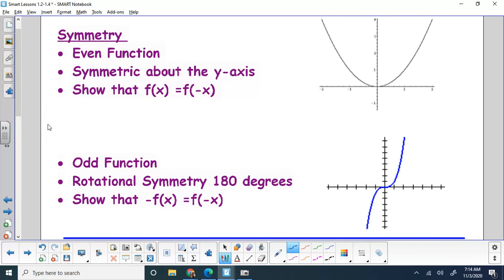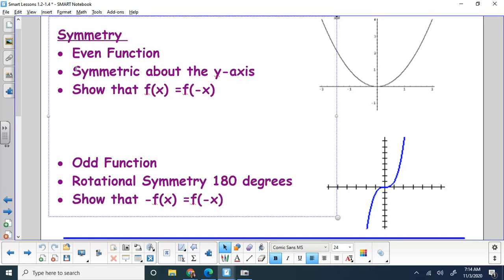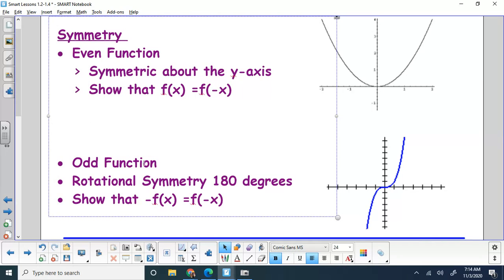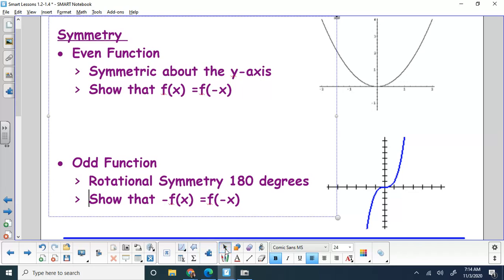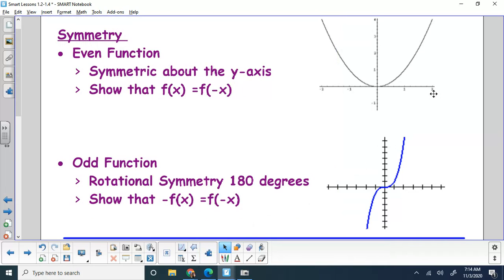We have what's called even symmetry. And even symmetry, or an example of an even function, would be y equals x squared. And I have that one graphed here right on the right side. And when we're talking about an even function, we have symmetry on the y-axis. And so the y-axis is the vertical axis. So it's this one right here.